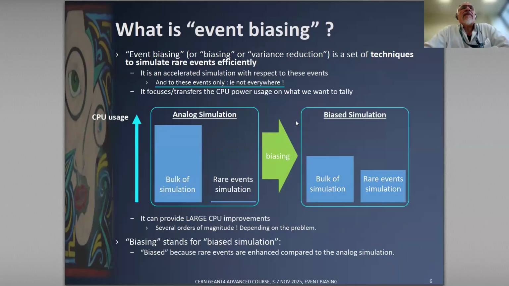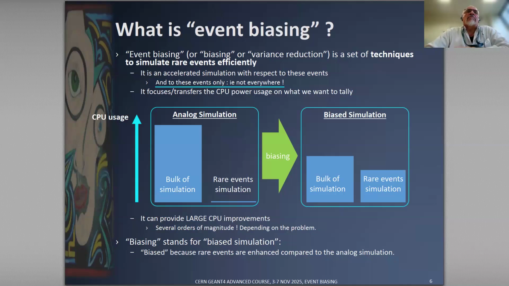So what is event biasing? Event biasing, or variance reduction, is a set of techniques which are meant to simulate a rare event efficiently. So this is an accelerated simulation with respect to this event and this event only, that is, not everywhere.